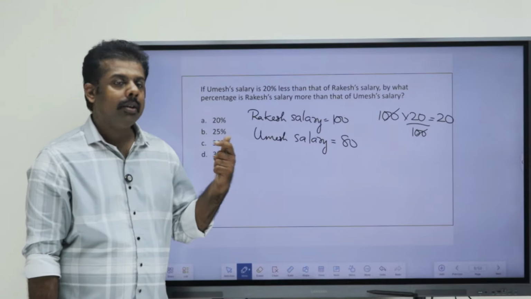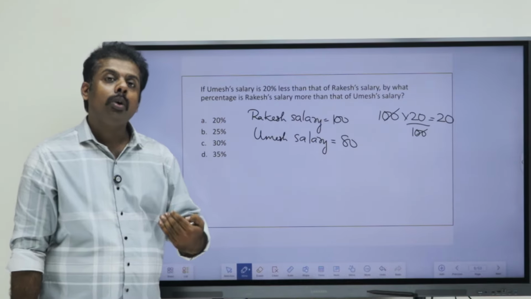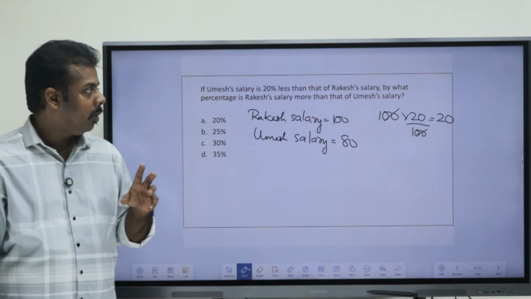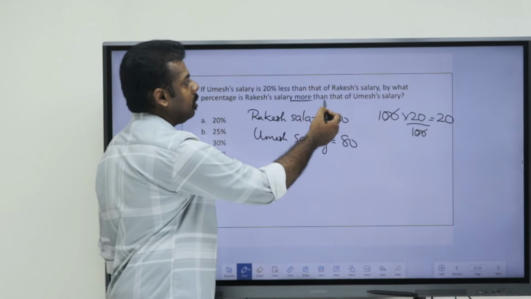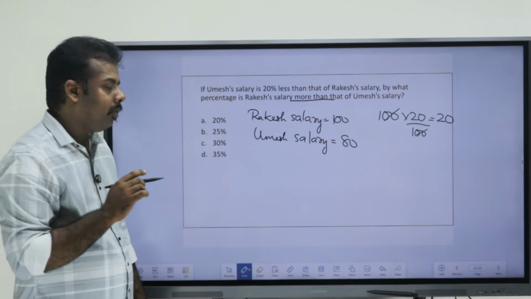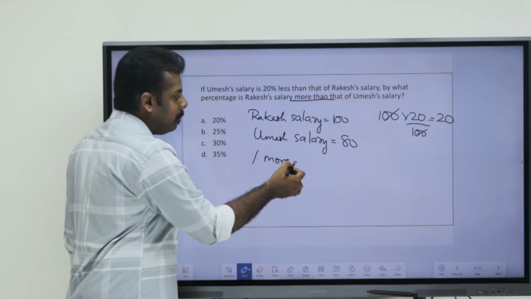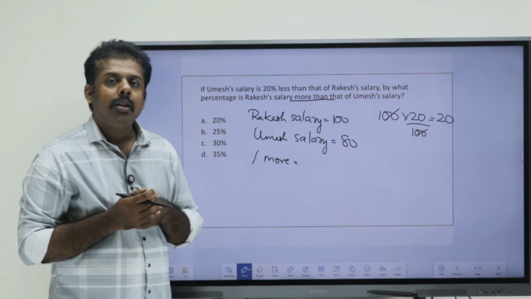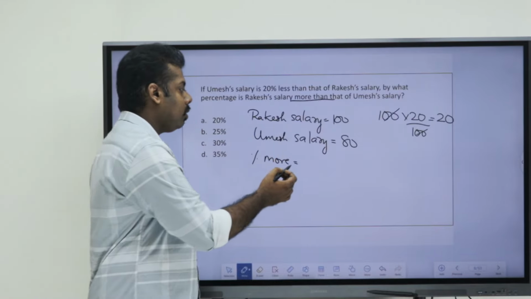So what is the question that they have asked here? By what percentage is Rakesh's salary more than Umesh's salary? Now Rakesh's salary they have compared with Umesh's salary. So see here, they have told percentage more. Obviously we know the formula for that. What we have discussed, percentage more, how can we do it? Now take the difference. So here we are comparing the salaries of Rakesh and Umesh. The difference of 100 and 80 will give us 20.